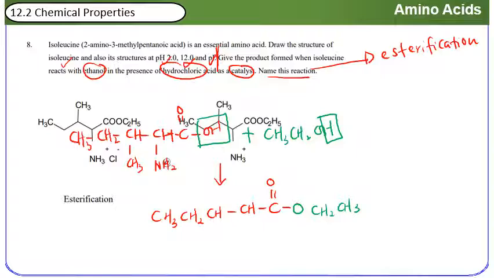Don't forget the structure. Here we still have the substituent CH3, and then we have this substituent NH2. So this NH2 is a base, and this base will be able to react with the HCl. Therefore, the NH2 will become NH3 plus Cl minus. So this is the structure of the product formed after reacting with ethanol in the presence of HCl.